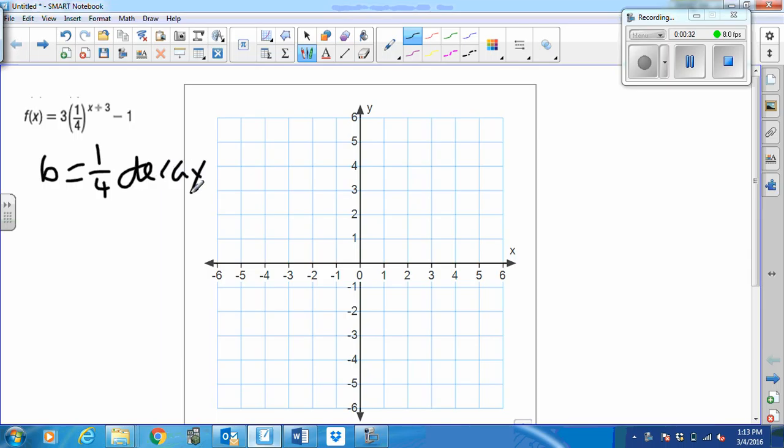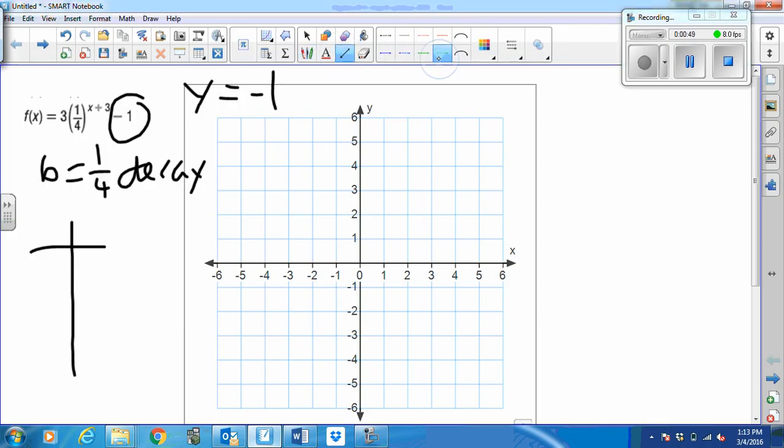And so when I try to figure out how to graph this, the first thing I want to recognize is that in an exponential function, I have a horizontal asymptote, and it's always equal to k. So our horizontal asymptote is y equals -1. And so the first thing I want to do is go and put that asymptote on the graph.